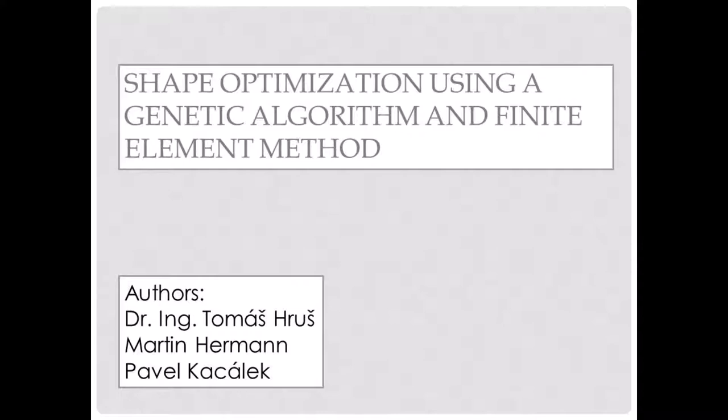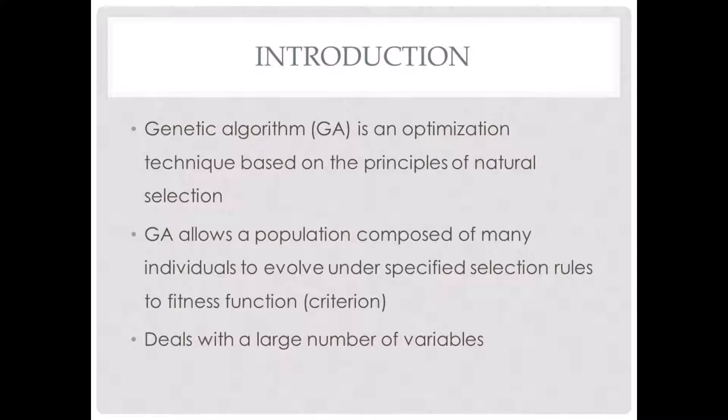At the beginning, I would like to introduce genetic algorithm in general. Genetic algorithm is an optimization technique based on the principles of natural selection. The method was developed by John Holland in 1975. Genetic algorithm allows a population composed of many individuals to evolve under specific selection rules to a fitness function. Fitness function is a criterion to compare which individuals are good, better or worse.